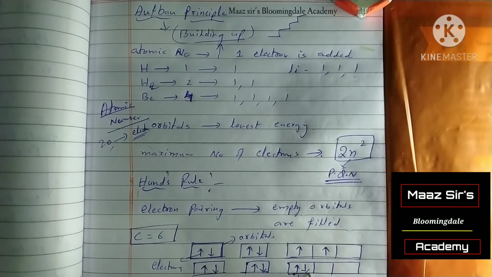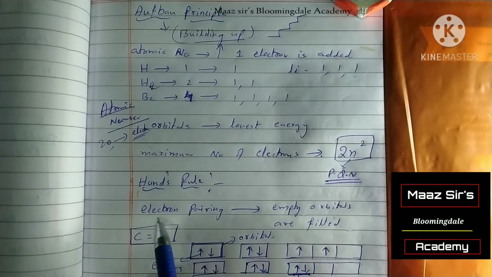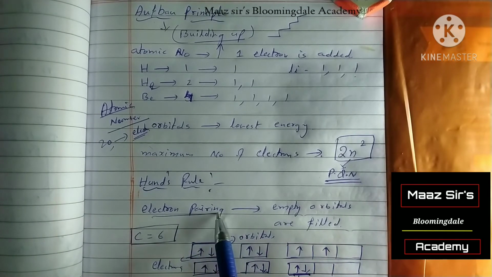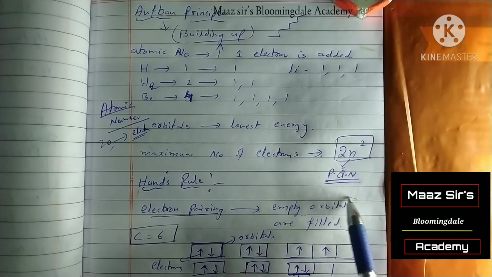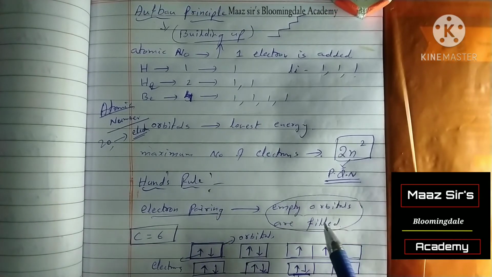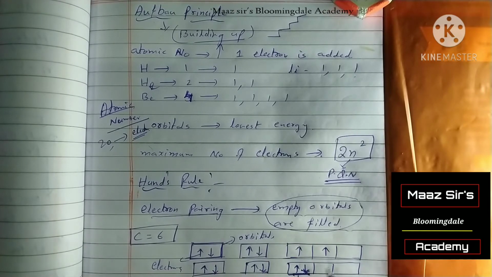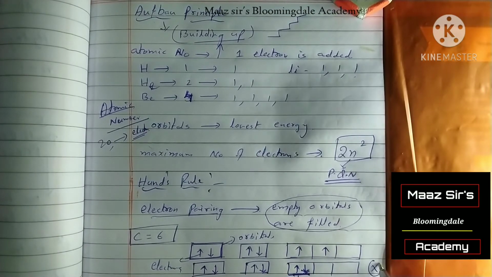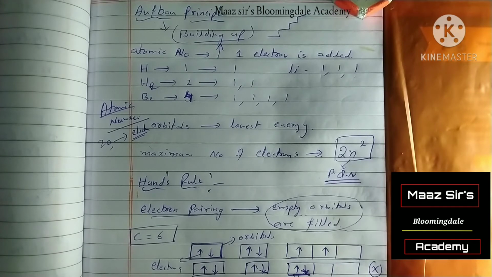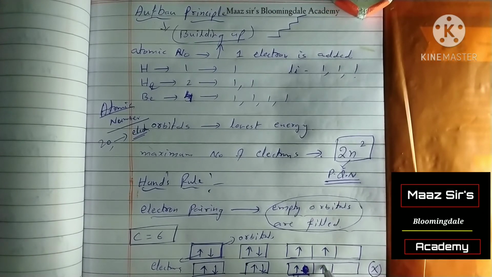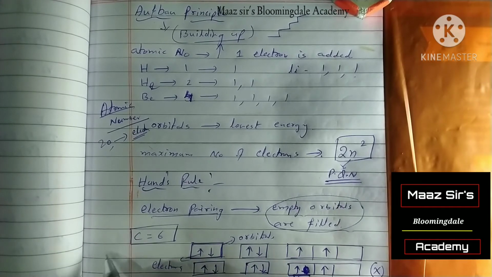Why? Because it states that electron pairing will take place when the empty orbitals are filled. But here I have already paired this one. So this is not correct. So what do I have to do? I have to bring this electron into this empty orbital. Is it clear?